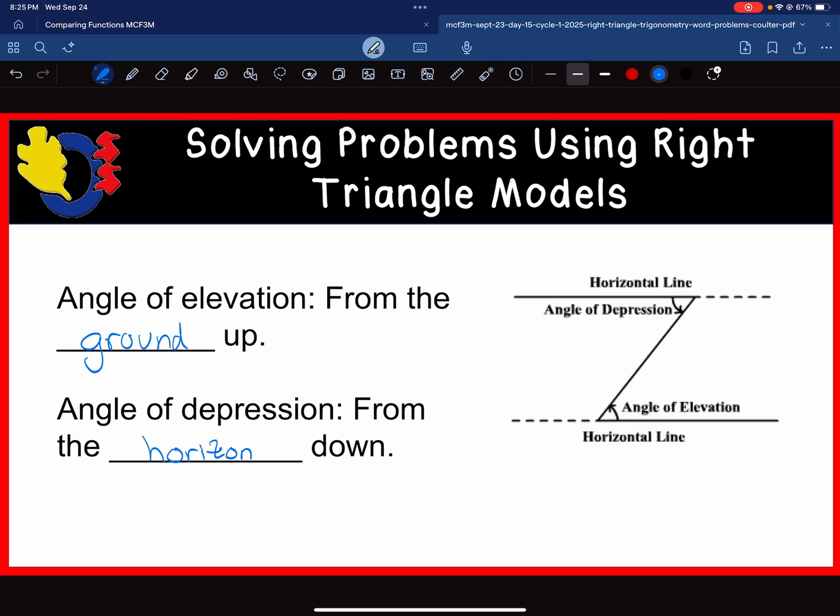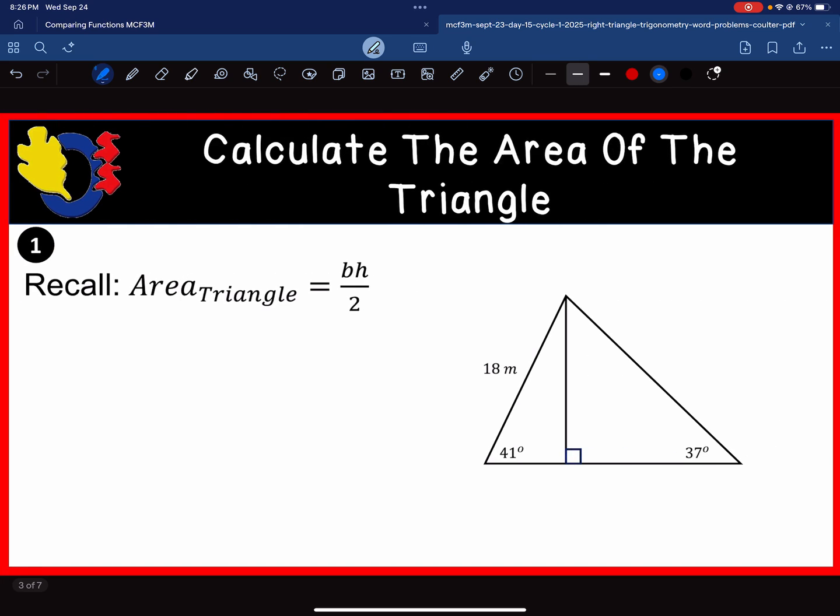Okay, so if you remember anything about your angle rules from grades 7, 8, and 9, we have something called the Z pattern. So the angle of depression is actually the same as the angle of elevation. Okay, let's look at an example here.